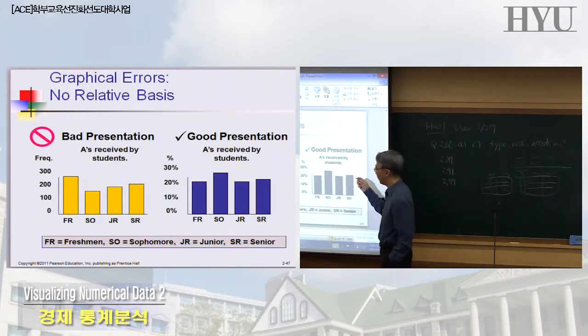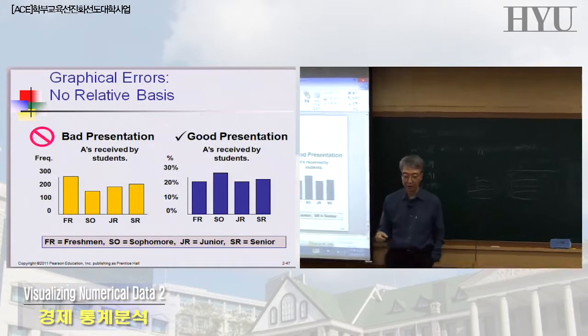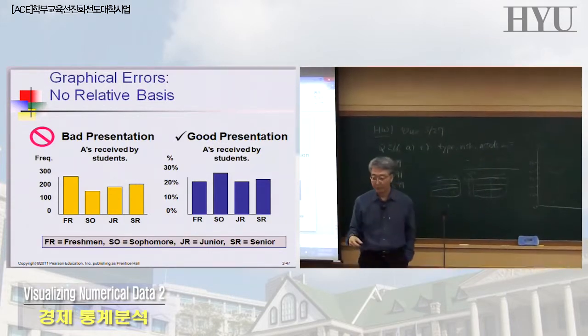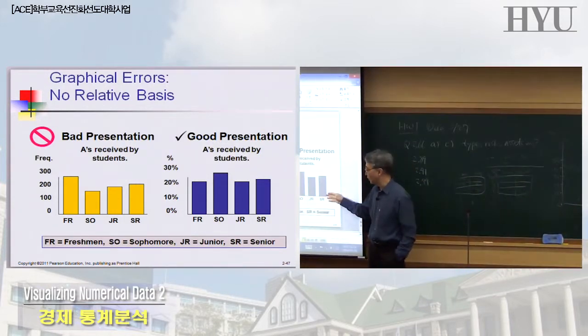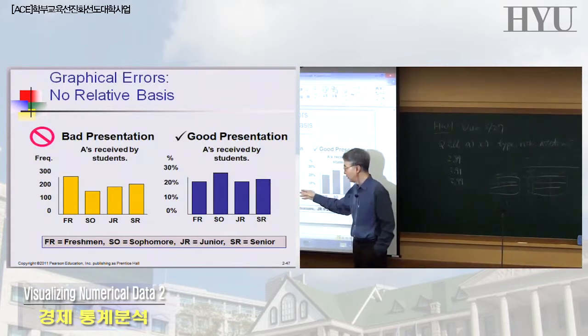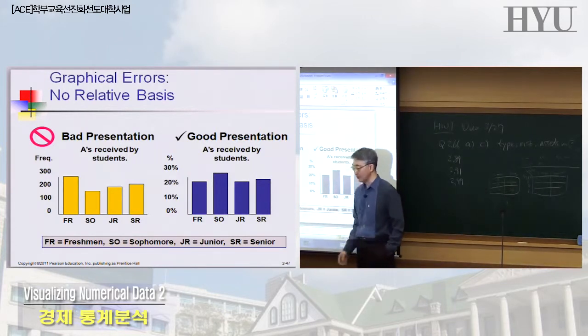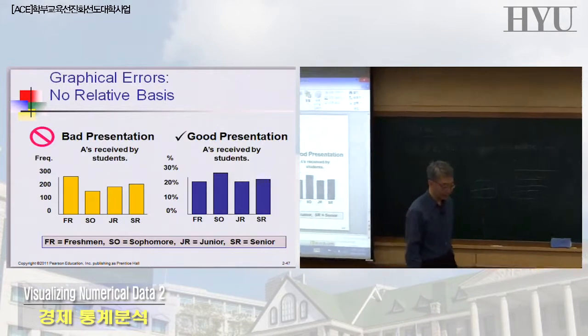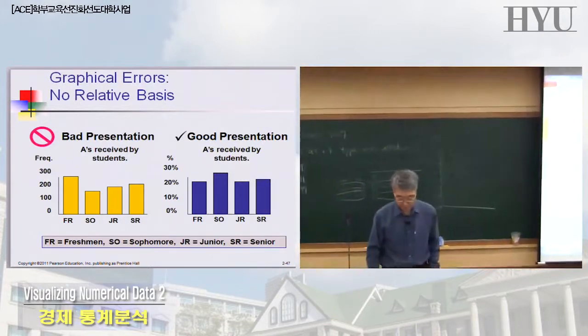So the more meaningful number is percentage. What percentage of each class receives A? Apparently, if you look at this graph, sophomores are smarter than other classes in this school, whichever school it may be. But here it shows the opposite story. It tells the inaccurate information.